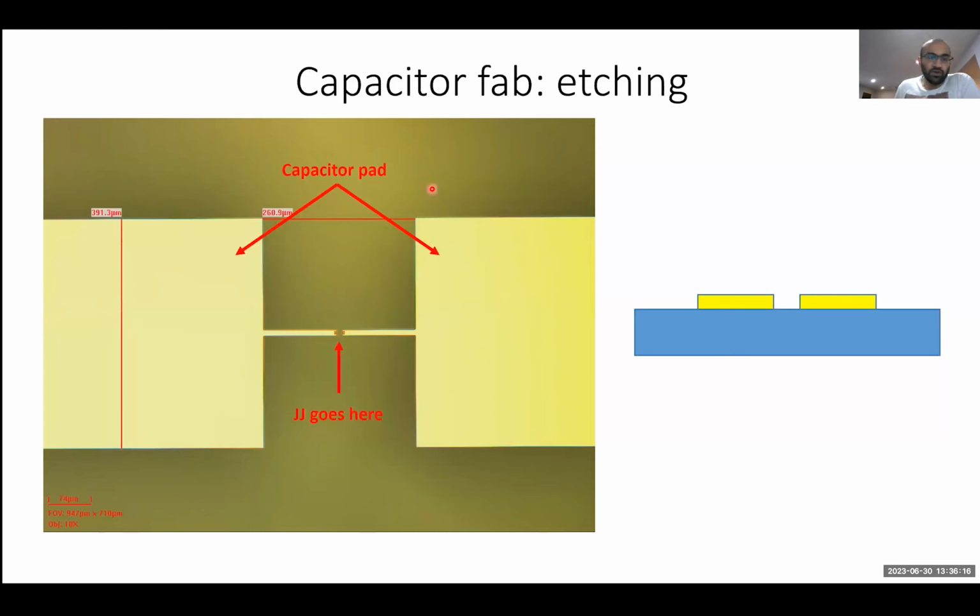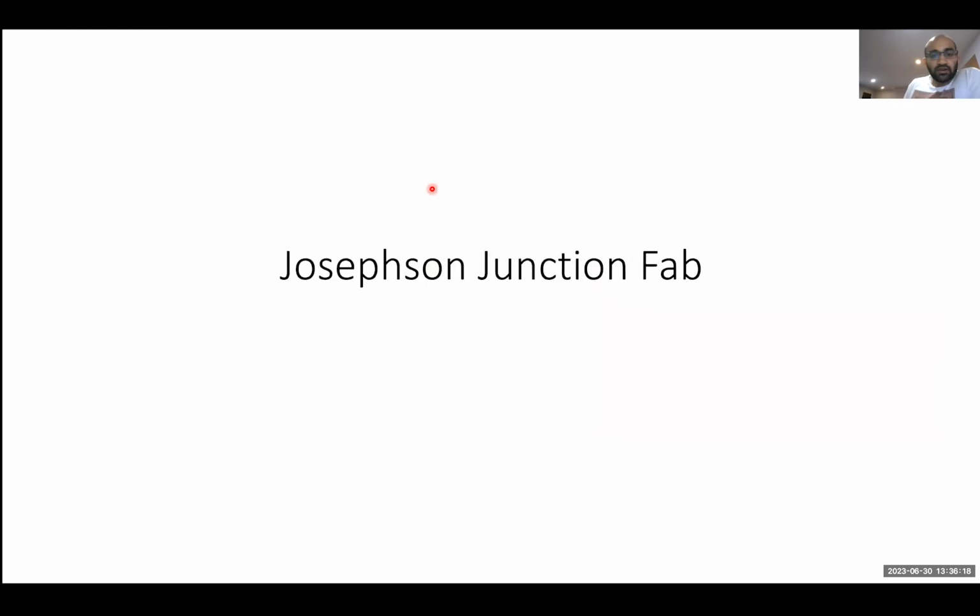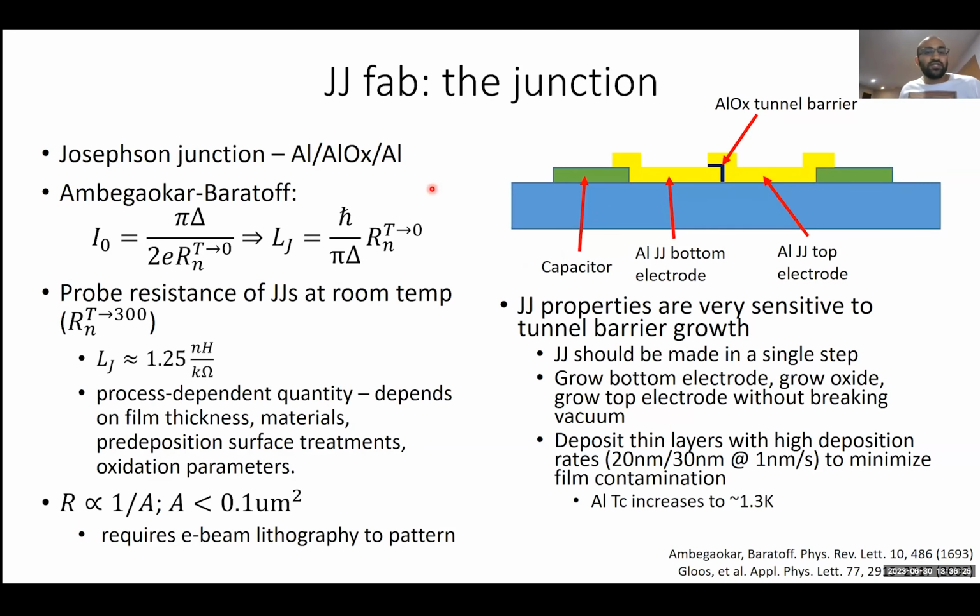Okay. So now that we have our capacitor, we can now make our junction. So let's talk about the junction fab. A Josephson junction in general will consist of two superconducting electrodes separated by an insulating barrier. Nowadays in the field, this is almost universally realized using an aluminum oxide aluminum junction.